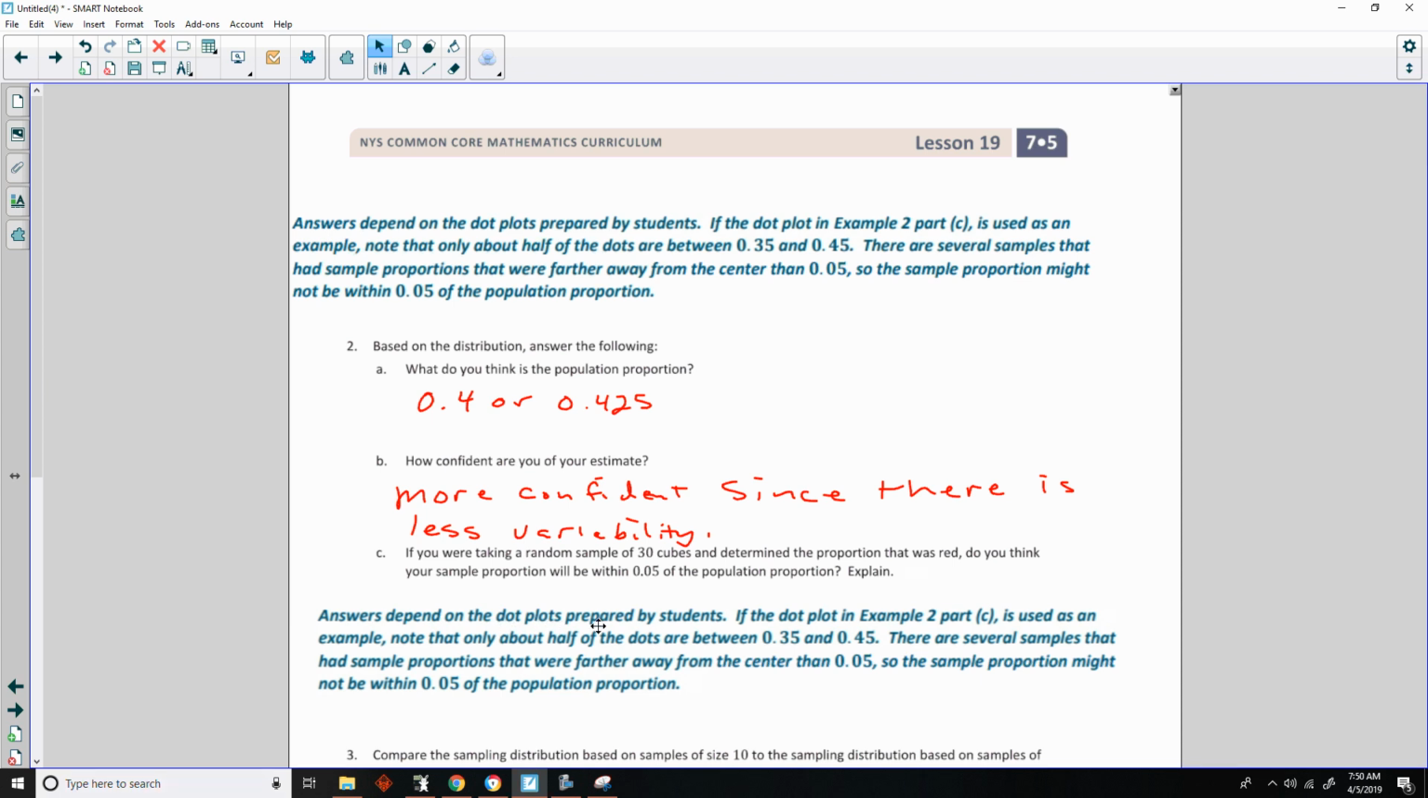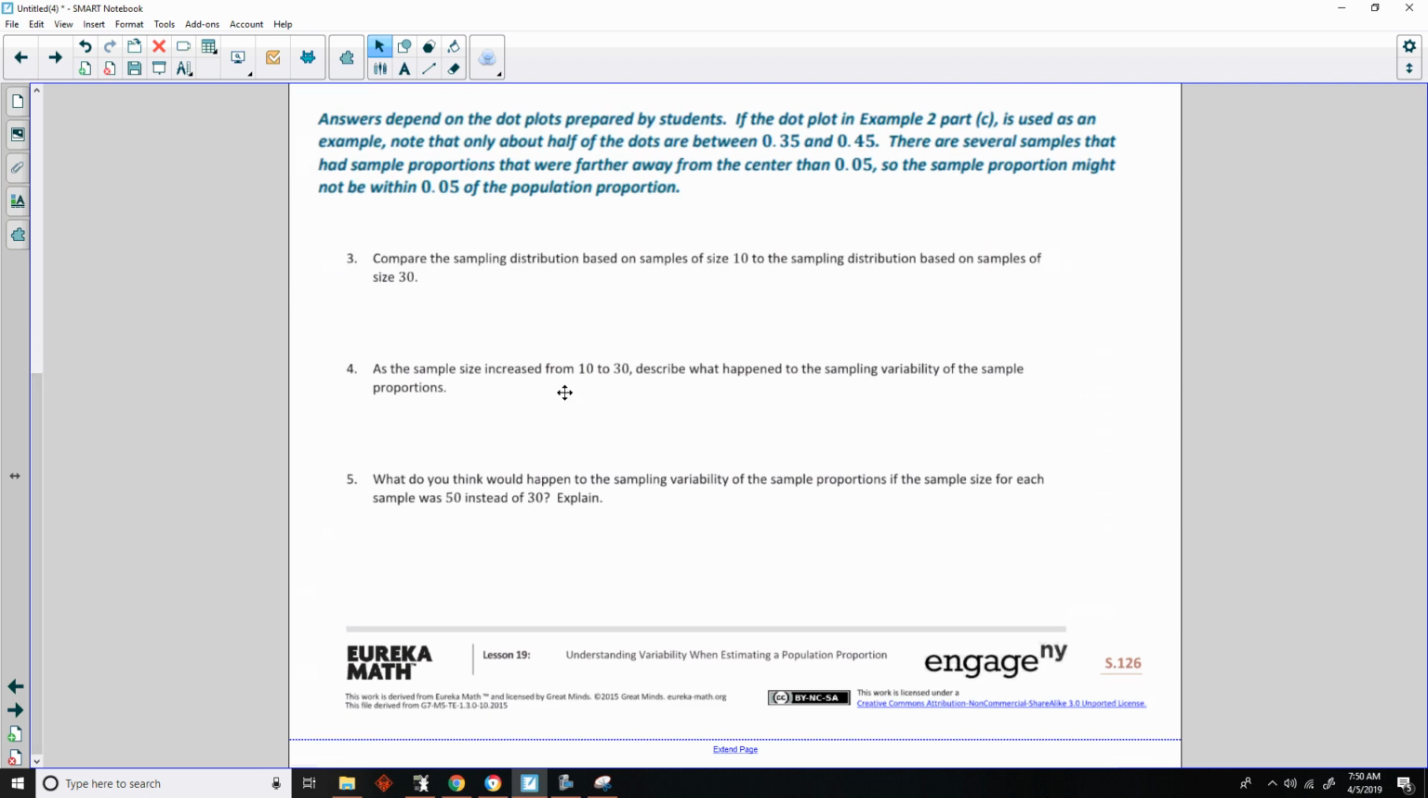note that only about half of the dots are between 0.35 and 0.45. There are several samples that had sample proportions that were farther away from the center than 0.5, so the sample proportion might not be within that 0.05 of the population proportion. Number 3, compare the sampling distribution based on the sample size of 10 to the sample distribution based on the sample size of 30.